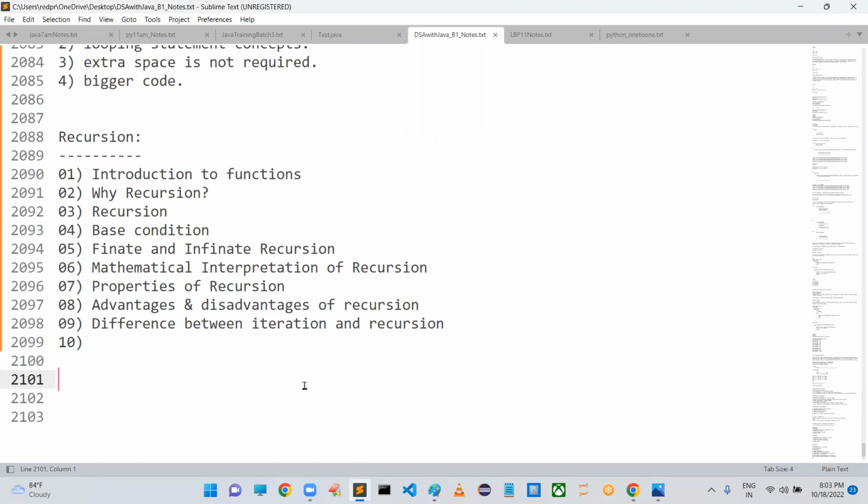For this data structure, till now there is no book. You have to practice.